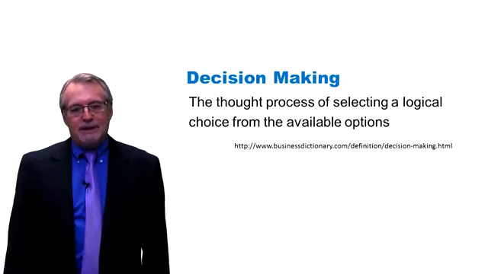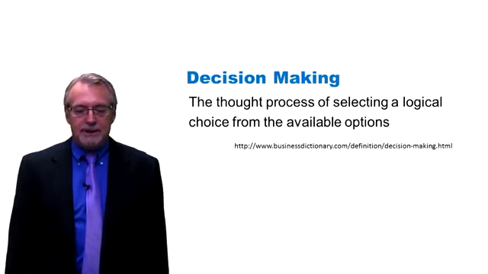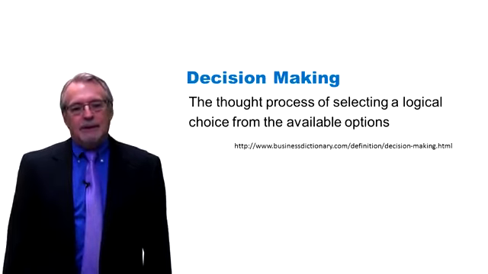And the decision making part of it is a process. So there are some steps you can go through, or we'll look at another way. You don't have to go through specific steps. Some people just somehow make decisions along the way. This is a logical choice from available options.